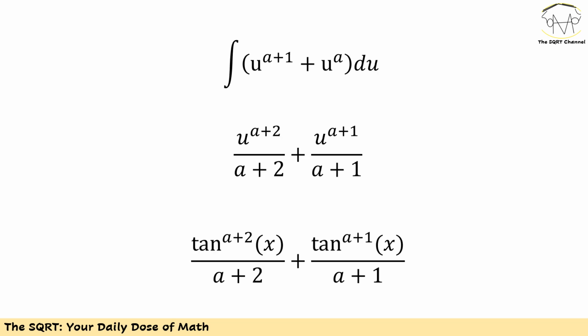The integral of this function is really easy. We will end up with u to the power of a plus 2 over a plus 2 plus u to the power of a plus 1 over a plus 1, and then we just replace u with tan of x, and you will end up with the final answer, and that's our final solution. Remember, we didn't want to include the constant c for the final answer.